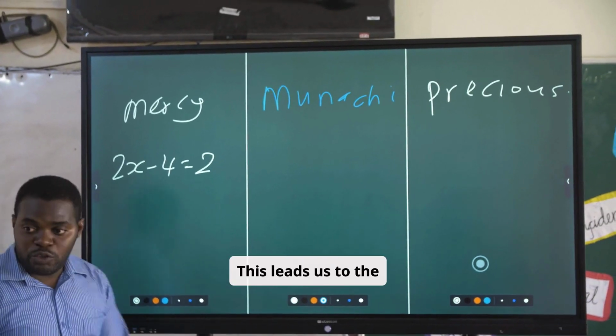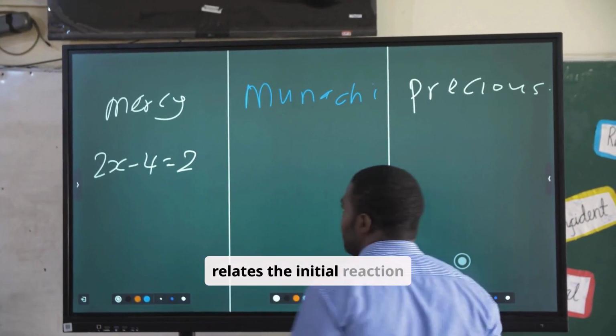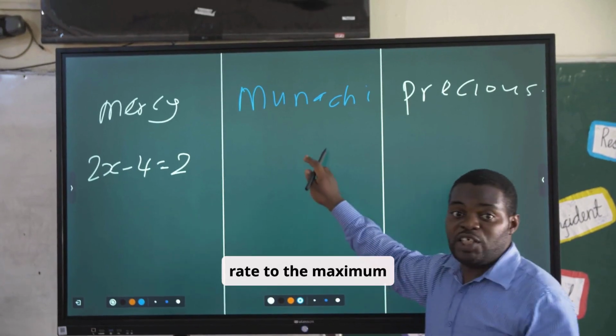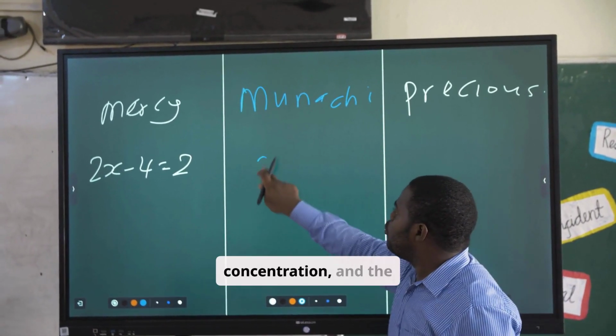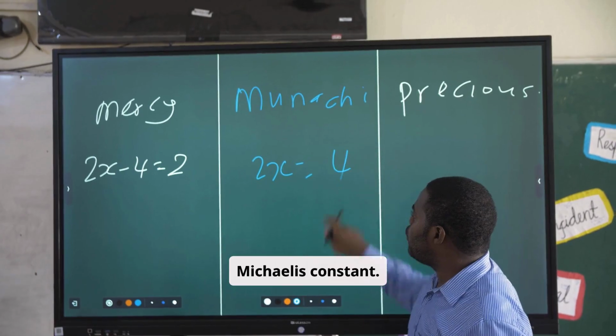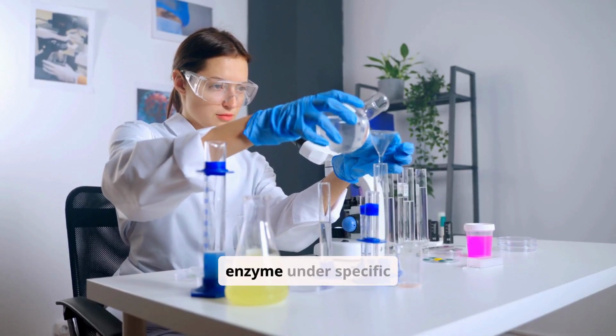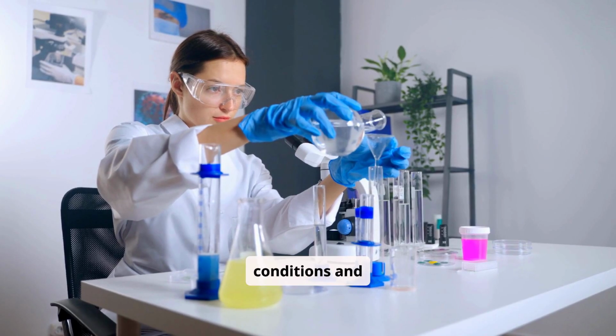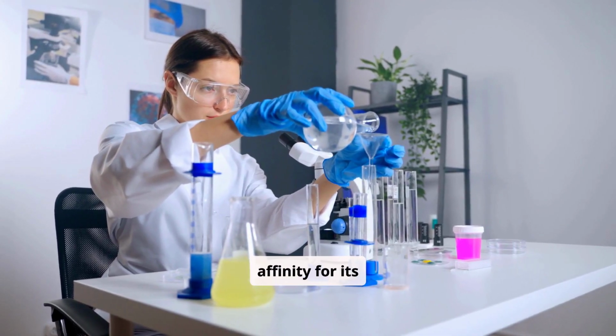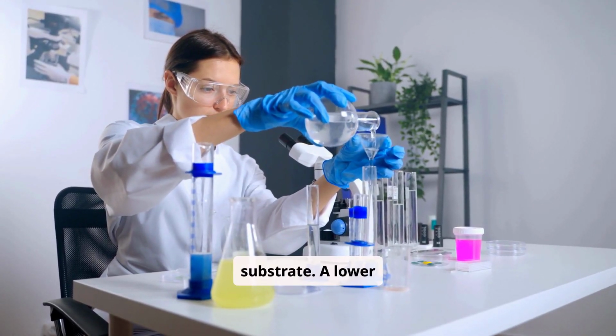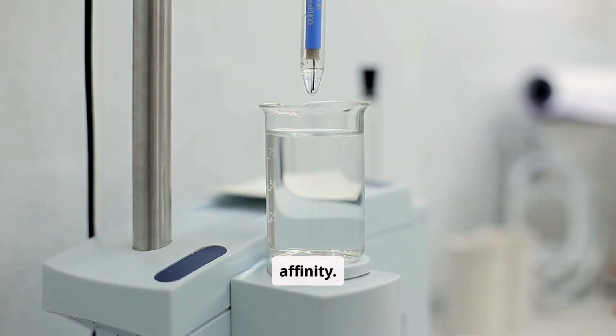This leads us to the Michaelis-Menten equation, which relates the initial reaction rate to the maximum rate, substrate concentration, and the Michaelis constant. The Michaelis constant, Km, is defined as the substrate concentration at which the reaction rate is half of the maximum possible rate. Km is constant for each enzyme under specific conditions and represents the enzyme's affinity for its substrate. A lower Km indicates a higher affinity.